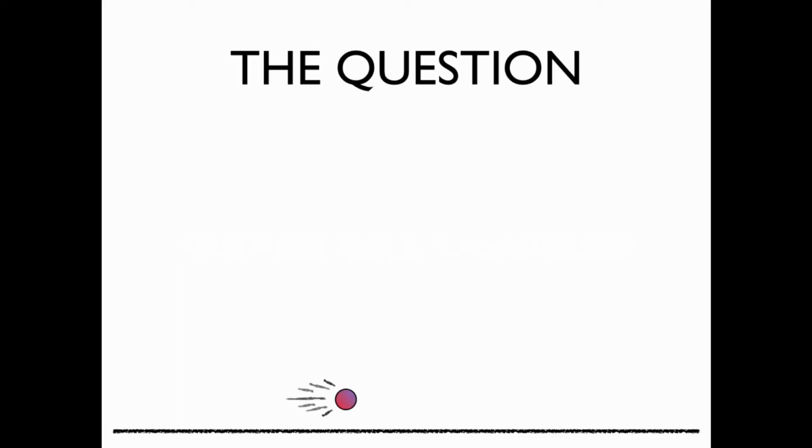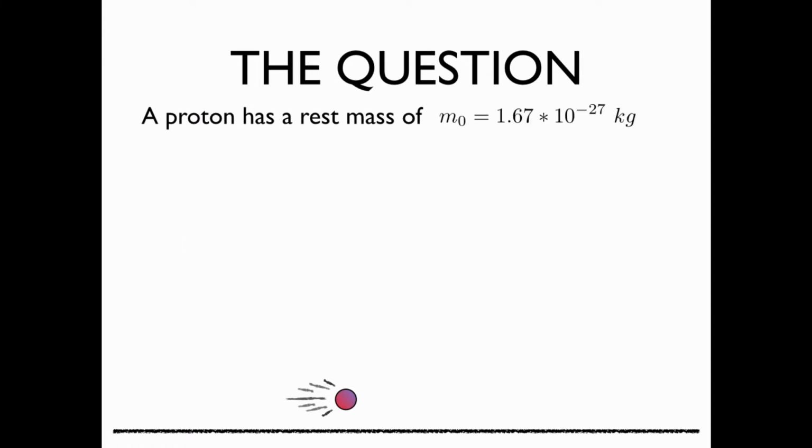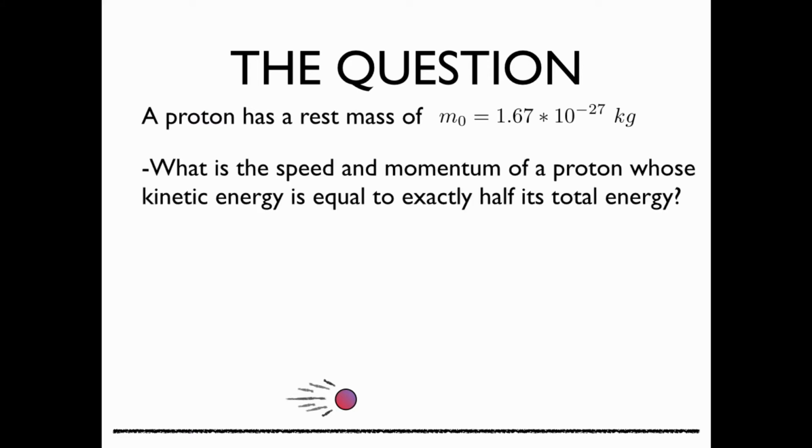The question: a proton has a rest mass of this value. We'd like to know what is the speed and momentum of a proton whose kinetic energy is equal to half its total energy. So it has rest mass energy and it has kinetic energy. And if the kinetic energy is half its total energy, we can find its speed and momentum.